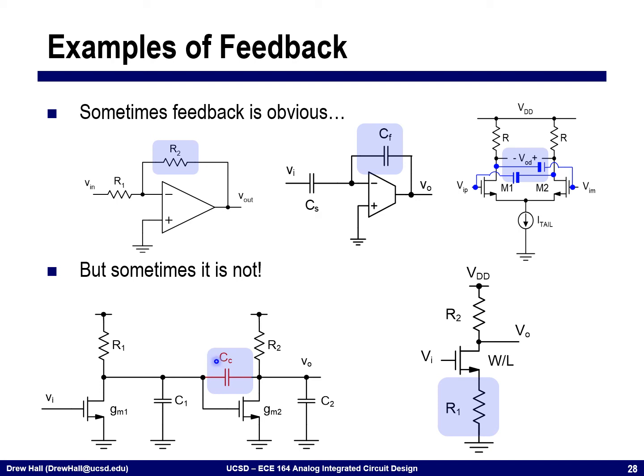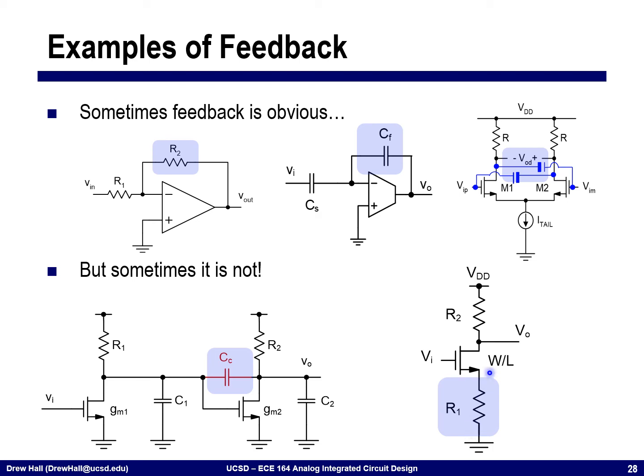However, we see that it also creates a 0 as a result of that. Okay? We've also seen this circuit several times where we have a common source amplifier, but we have some source degeneration down here, R1. This is another form of feedback.